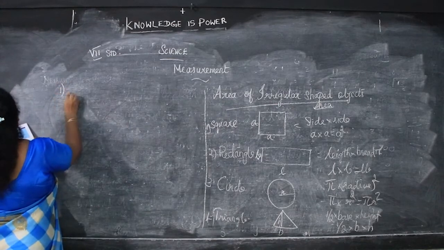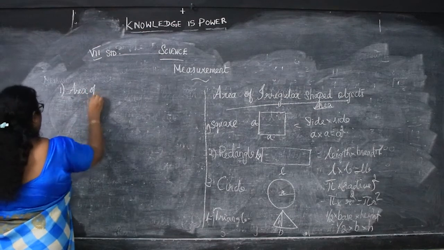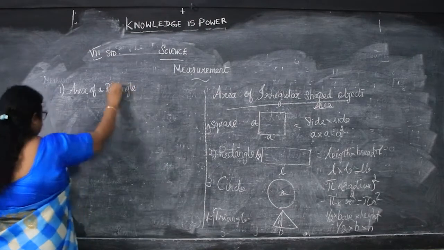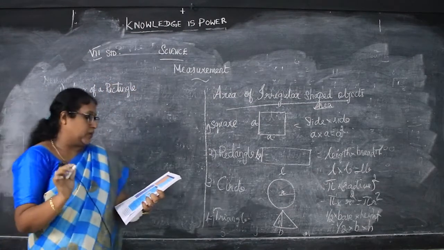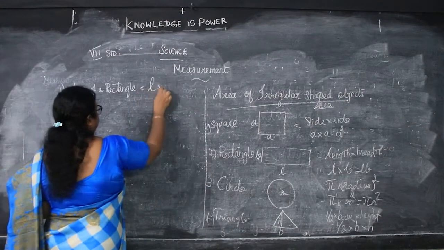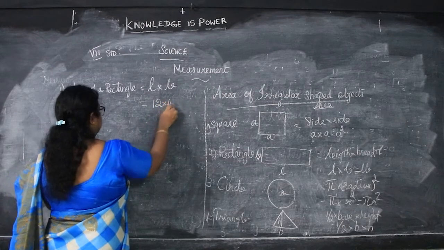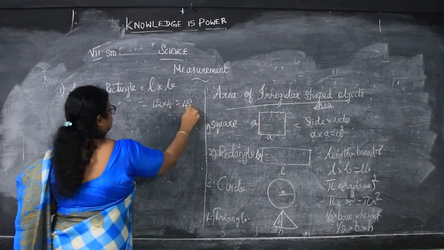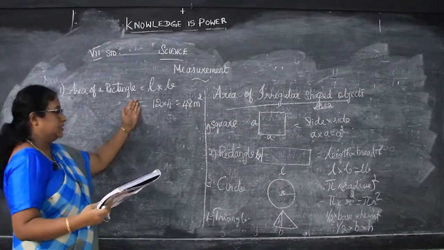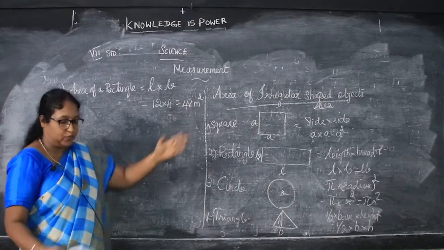First question, you have to see the area of a rectangle. The rectangle has length 12 meters and breadth 4 meters. So we take length into breadth. What is the length? 12, and breadth is 4. So the area of a rectangle is length into breadth, and 12 into 4 is equal to 48 square meter.